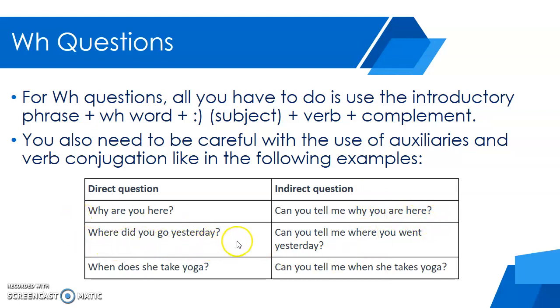Where did you go yesterday? Just like in the other one, did disappears. Can you tell me where you went? Because this is in the past. And when does she take yoga? Can you tell me when she takes yoga? We use the S because does disappears. This is a sentence.